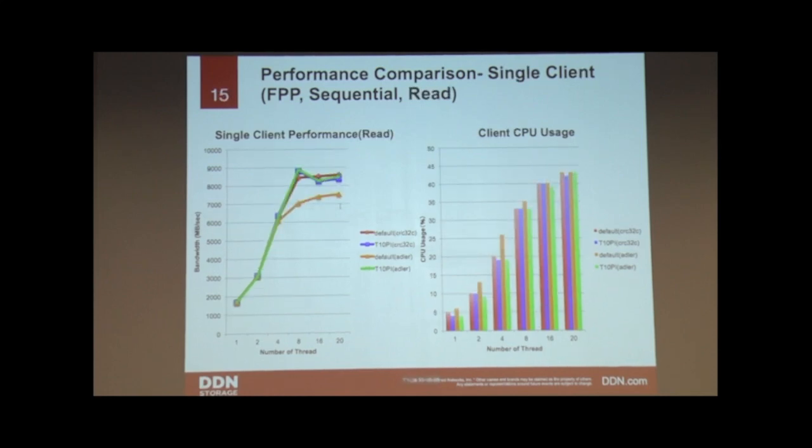This is still single client testing, but read, file per process and sequential read. We ran the same testing from one thread up to 20 threads. The bandwidth is also pretty much the same, except the Adler case, today's Lustre checksum algorithm, for the same reason. We have more CPU usage or CPU time for Adler, today's Lustre checksum, because the data set was larger than after the patch. But the CPU usage on CRC32C is pretty much the same before and after the patch.